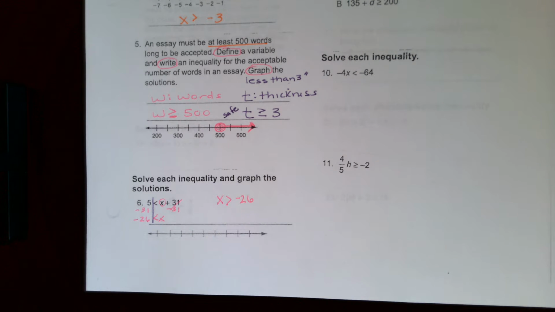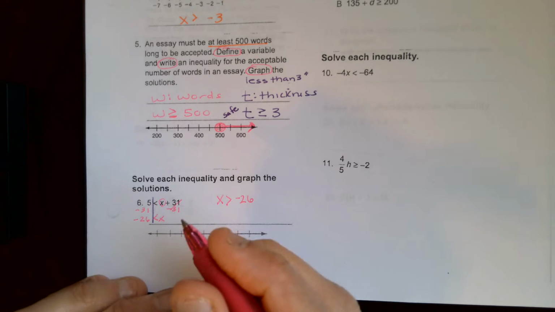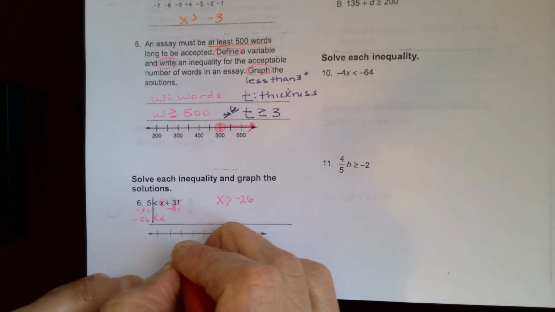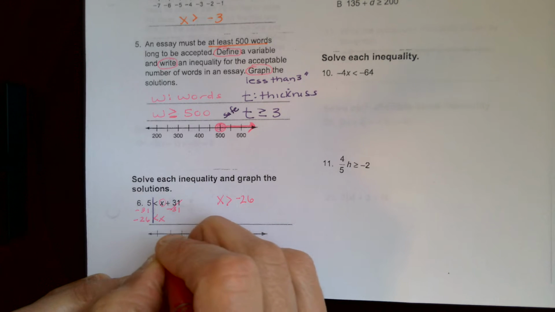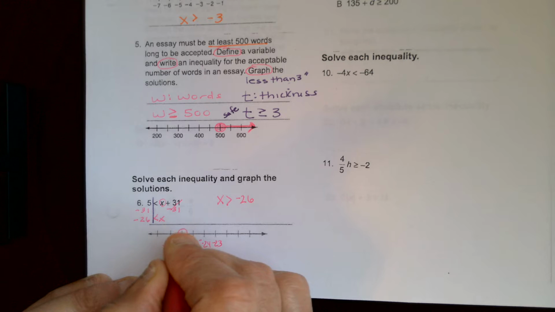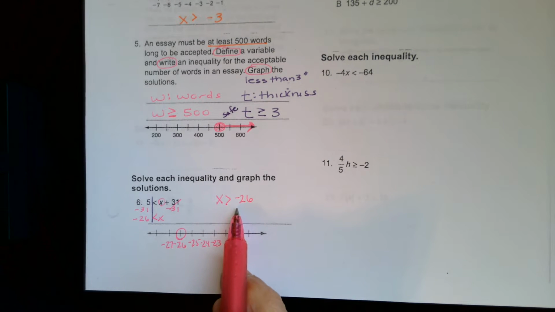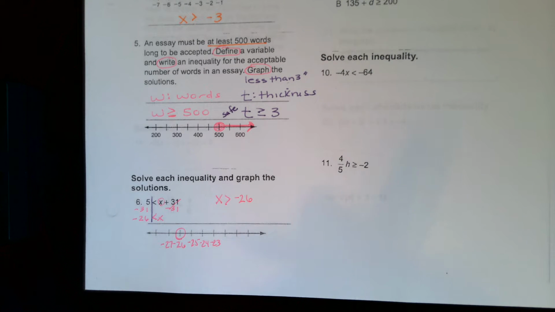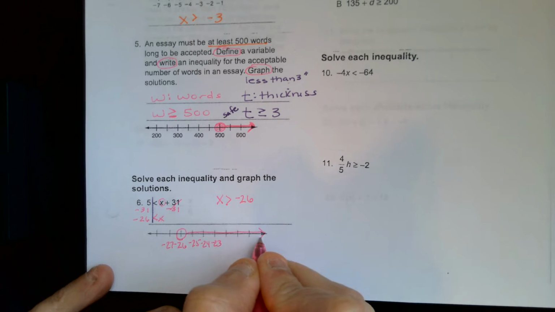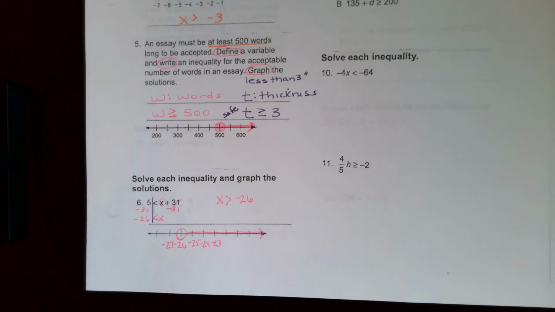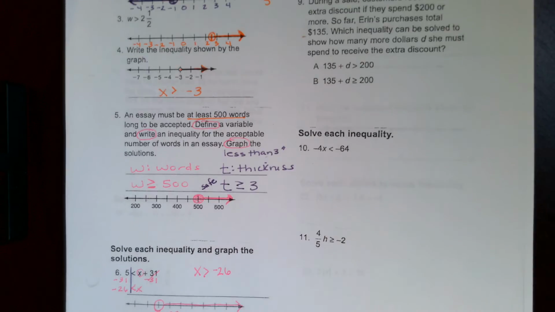Now graph, so that you don't make the graphing mistakes. On here you can just put the part of the graph that you want. So negative 26, negative 25, negative 24, negative 23, etc. And we would circle negative 26. And would we fill it in? Nope. And we would go to the right. All right, excellent. Now, onward.